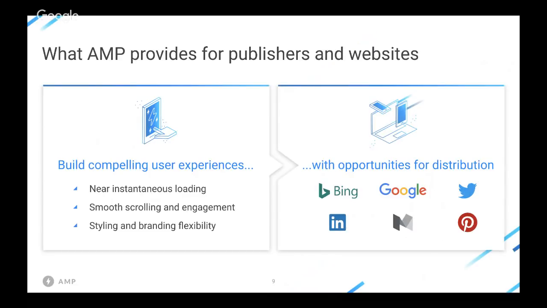So what does AMP provide for publishers and websites? By publishing in the AMP format, your pages will be fast with a smooth user experience, all while retaining your ability to style the page and retain your brand look and feel. And by building AMP versions of your site, your user experience will be much better, and your websites will provide near instantaneous loading, smooth scrolling and engagement, and you have all the flexibility to style your web page the way you want them to look.